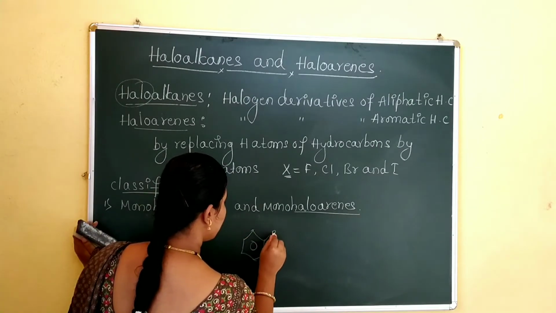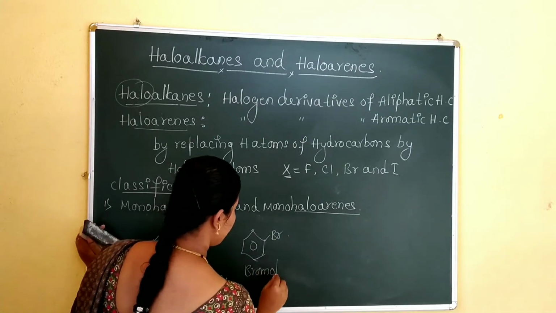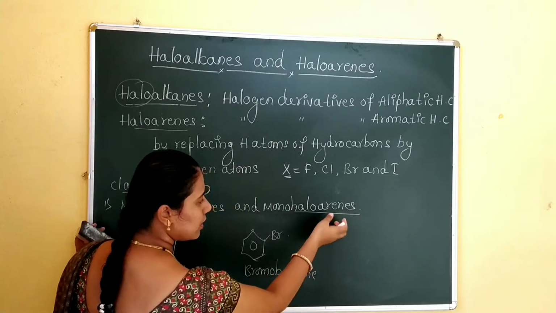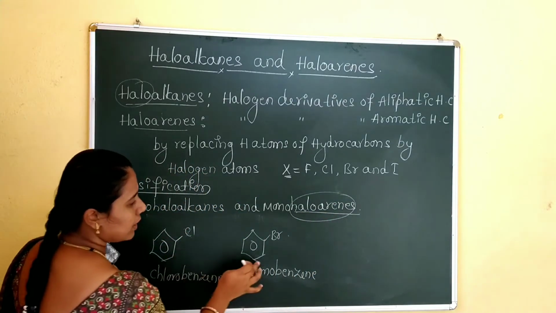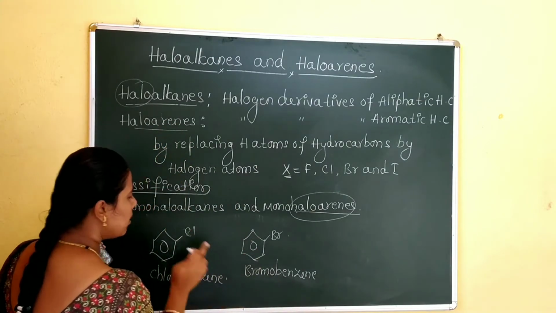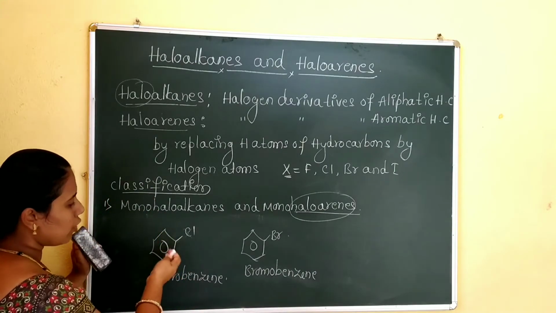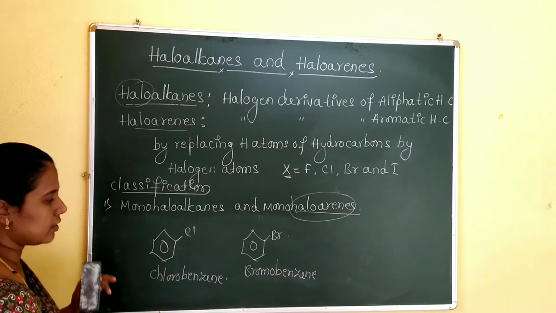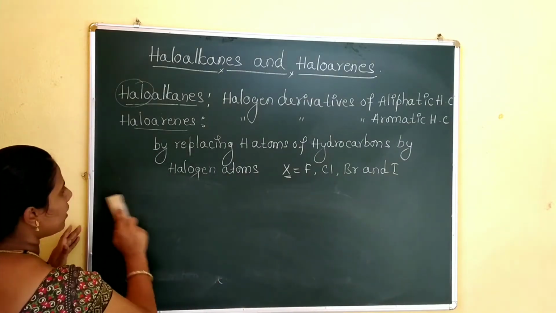Similarly, if one hydrogen atom is replaced by bromine, then it becomes bromobenzene. It is also an example for monohaloarenes. Halogen derivatives of aromatic hydrocarbons are called haloarenes. Monohaloarenes means one hydrogen atom of the benzene ring is replaced by a halogen atom, then it becomes a monohaloarene. And next one is dihaloarenes.